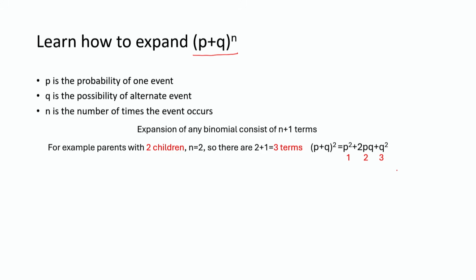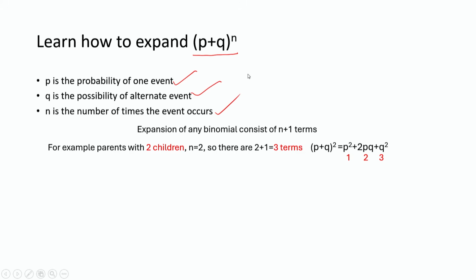But remember, what we are doing is replacing A plus B with P and Q. And so what is P? P is the probability of one event, and Q is the probability of the alternate event. So what is one event, what is the alternate event? Your choice. You can take P as the probability of being normal and Q as the probability of being a child with albinism. And what is N? N is the number of times this event occurs.